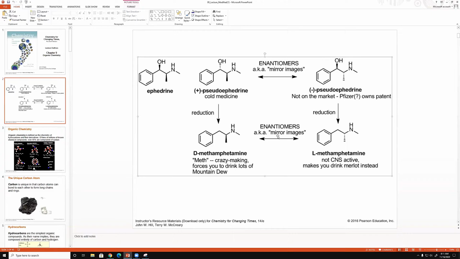Then the mirror image of that, meaning if you take the other one, the minus Sudafed, which is not a drug, and you do the same reduction reaction to it, you get L-methamphetamine. So you have D-methamphetamine and L-methamphetamine. L-methamphetamine is not nervous system active. It doesn't really affect your nervous system at all. Basically, it doesn't really do anything.